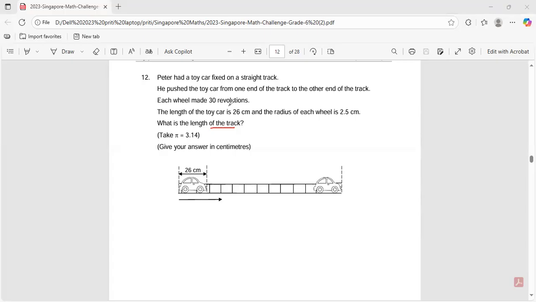Now, one revolution. So what does this mean? Once a tire completes one revolution, it is the distance traveled by the wheel, which is the circumference of the wheel. Correct. So now let's see, because they've said that the wheel had made 30 revolutions. So how much distance will it travel?